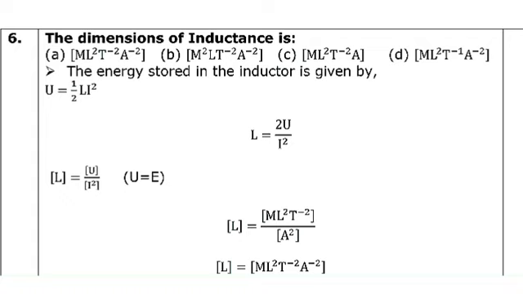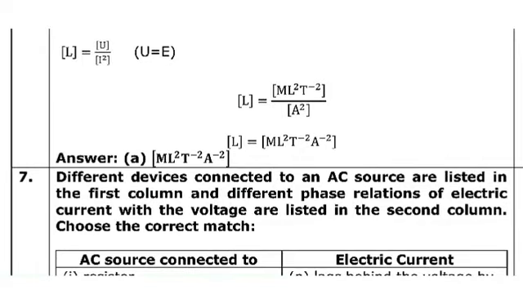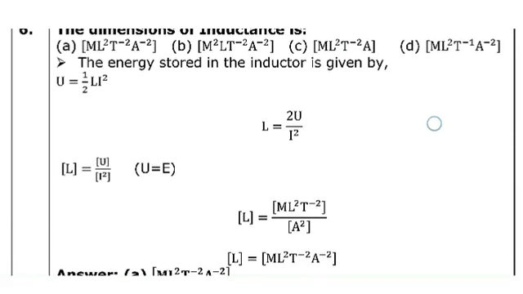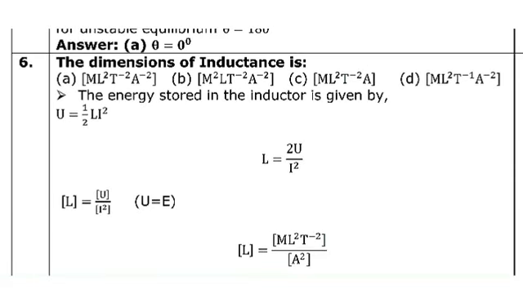Now what we have to do, we have to shift the term in the denominator to the numerator. So what happens to A plus 2, it becomes minus 2, A to the power minus 2. So we got our expression as L is equal to M L2 T minus 2 A to the power minus 2. So our option A is the correct answer.